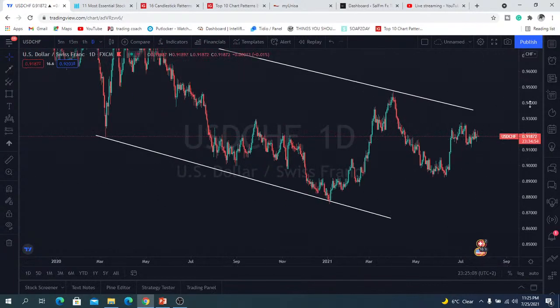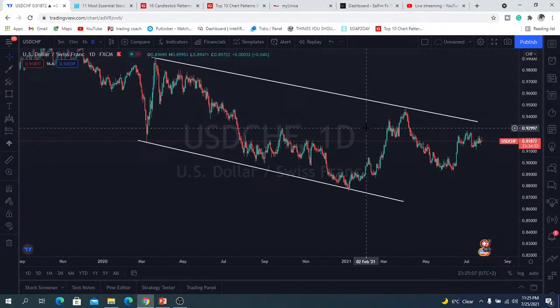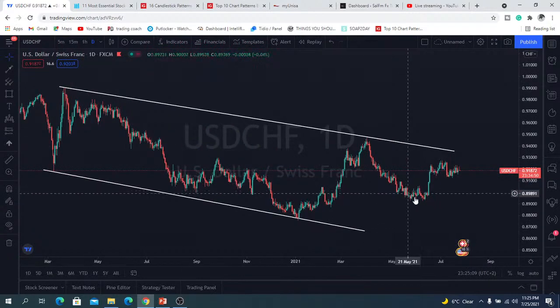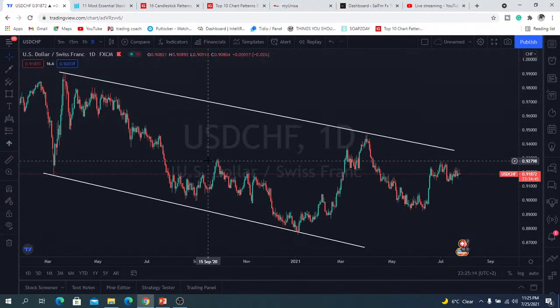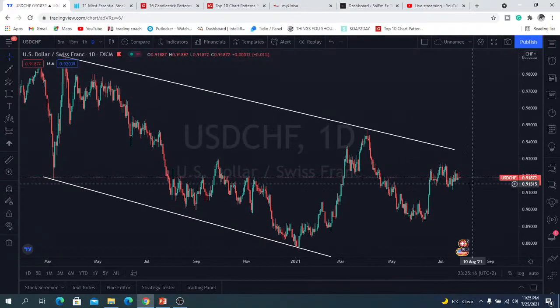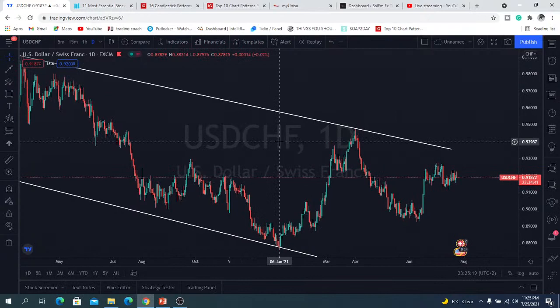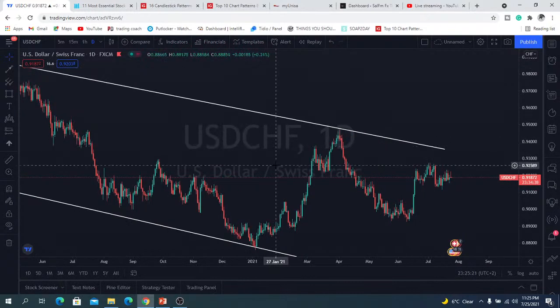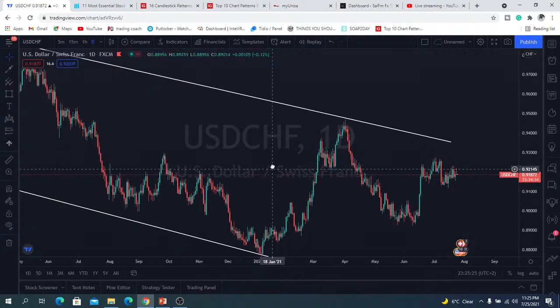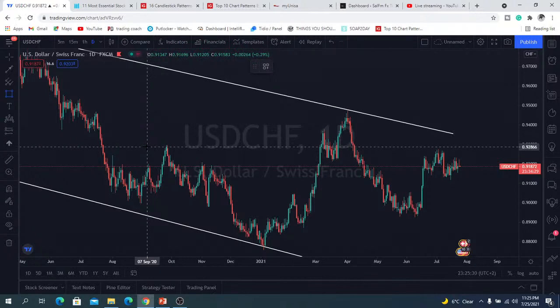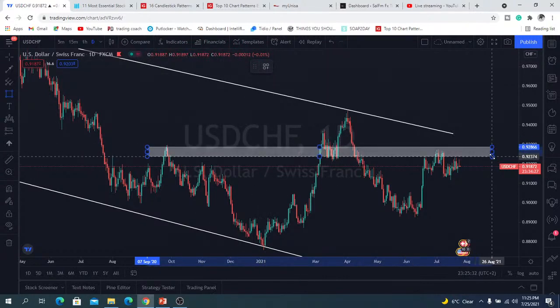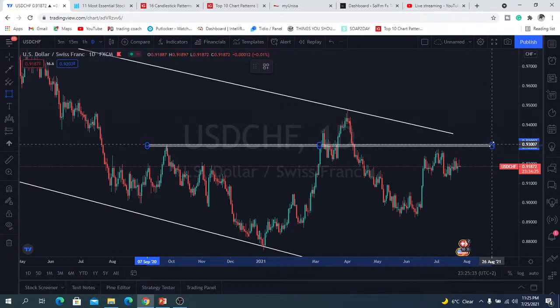This is USD CHF and we are on a downtrend. On this one right here we are on a downtrend. It's on a daily time frame. So I start on a daily time frame so that I can know exactly where the market is going. I do mark my zones, important levels on the market.